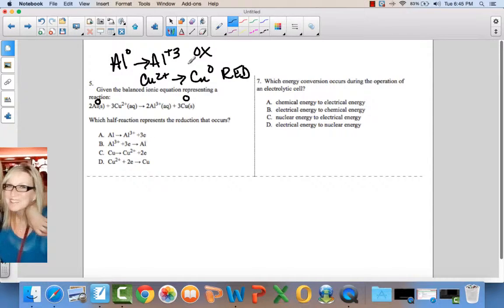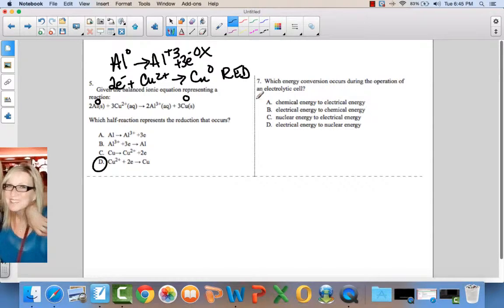So now I got to balance. So if this is +2 and this is 0, I got to add 2 electrons to the left, because a +2 and a -2 is 0, which matches what's on the right. In reduction, you're always adding electrons to the left. In oxidation, you're always adding them to the right.